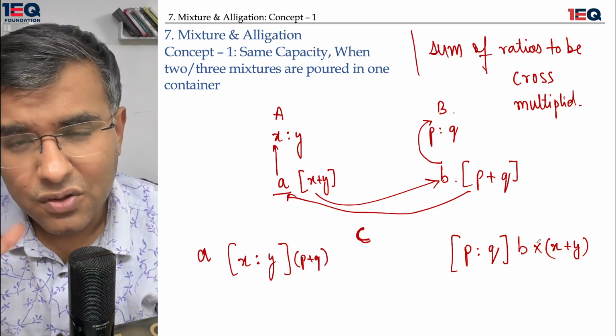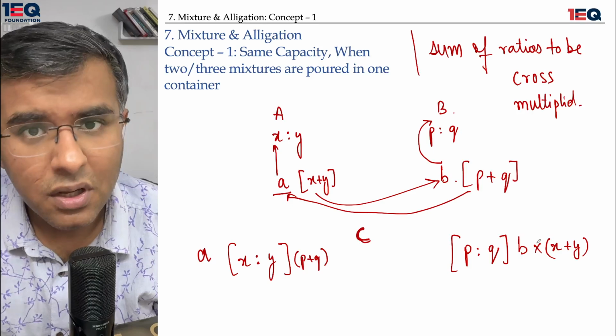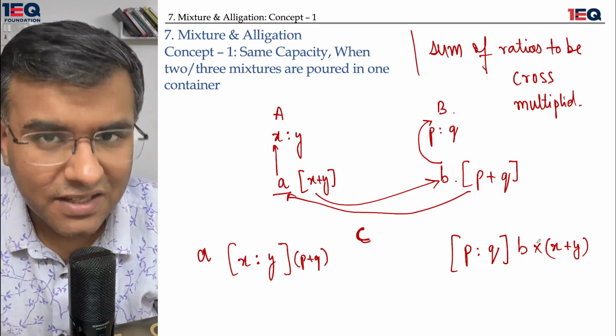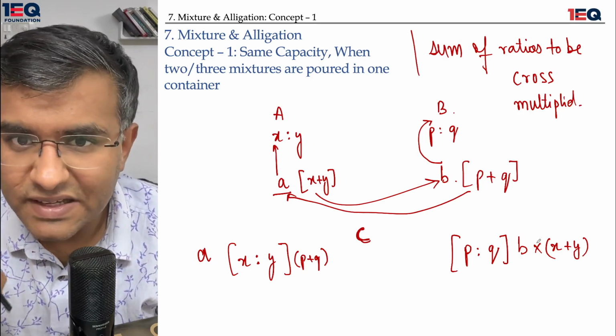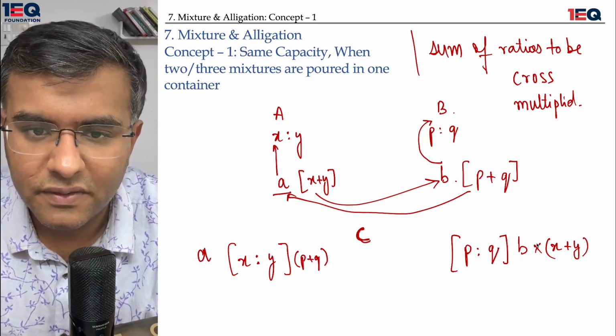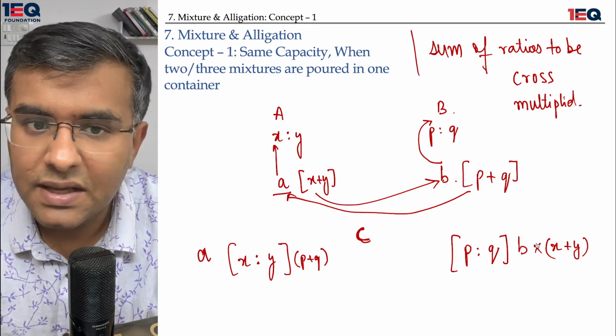Again, the explanations would not be sufficient because they are very, very practical. Mixture and alligation is already in itself an application of ratios. So when I'm trying to explain the application, it's going to be a little difficult. So I would always need examples to my rescue. So I'll quickly take you to the examples.